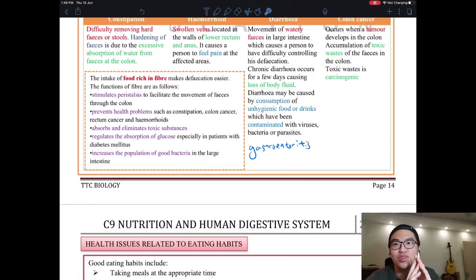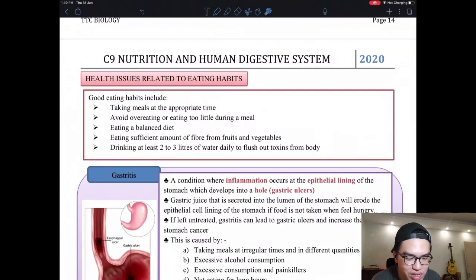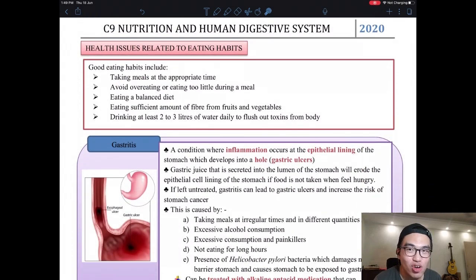This saying couldn't be much truer. All right. Next, health issues related to eating habits. These are mostly psychological stuff. So taking meals at appropriate times, these are good habits. Avoid overeating, stop binging. Eating a balanced diet, eating a sufficient amount of fiber. Drinking at least 2 to 3 liters of water.